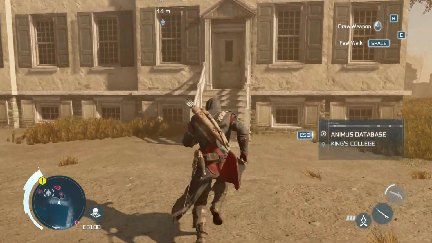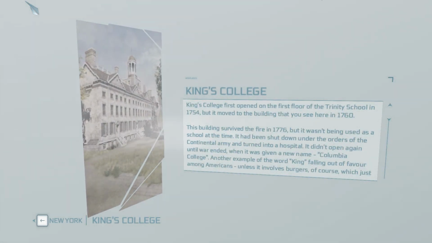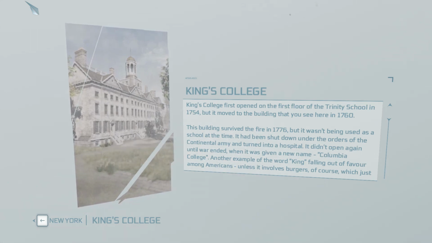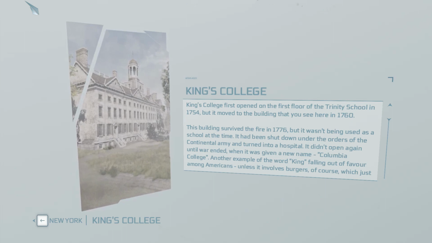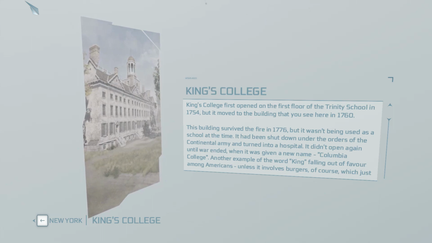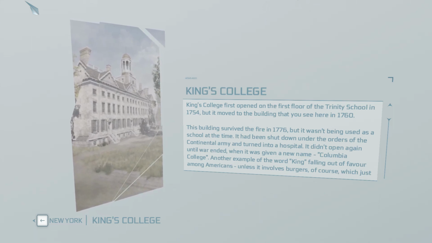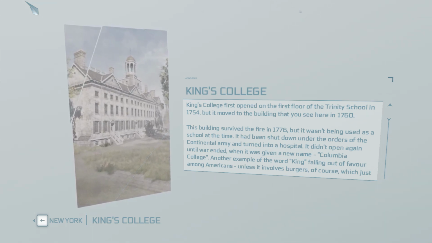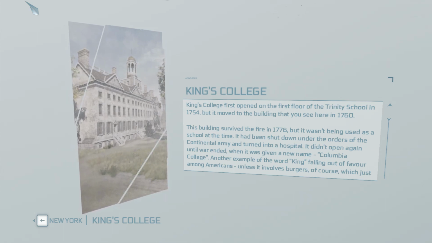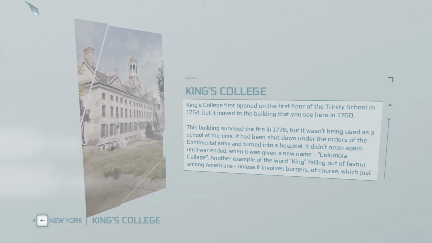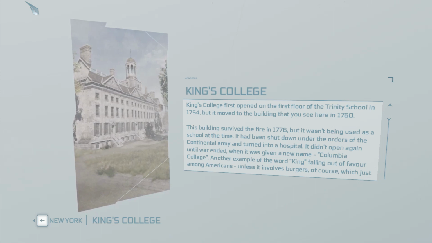After doing some good by the citizens and exploring New York, we find King's College. First opened on the first floor of Trinity School in 1754, it moved to the building that you see here in 1760. This building survived the fire in 1776, but it wasn't being used as a school at the time. It had been shut down under the orders of the Continental Army and turned into a hospital. It didn't open again until the war ended, when it was given a new name, Columbia College.